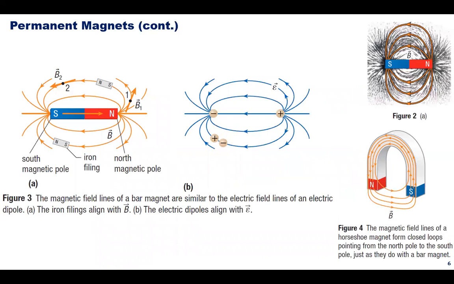So the attraction and repulsion of magnetic poles explains the alignment of the iron filings with the magnetic field lines of the bar magnet in figure 2a, which is shown here on top right. Iron is a magnetic material. It produces a magnetic field in response to an applied magnetic field. Each magnetized iron filing has its own north and south poles. The north pole of each iron filing is attracted to the south pole of the large bar magnet and is repelled from the north pole.